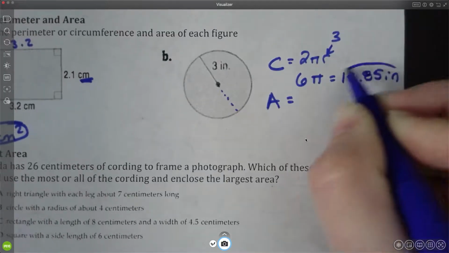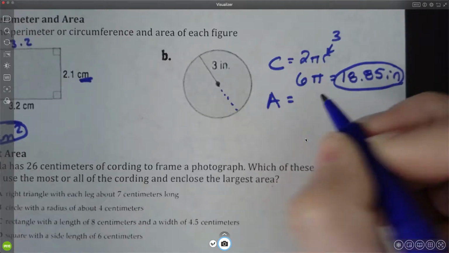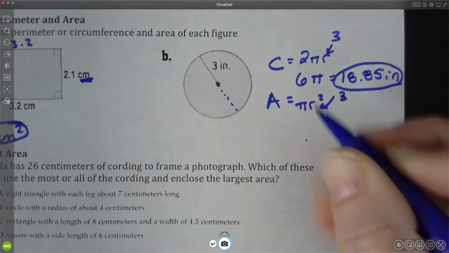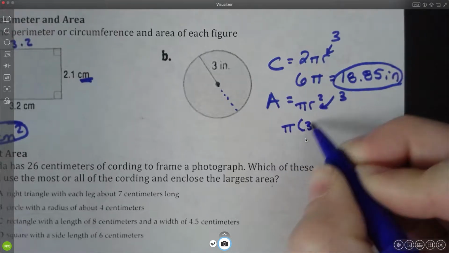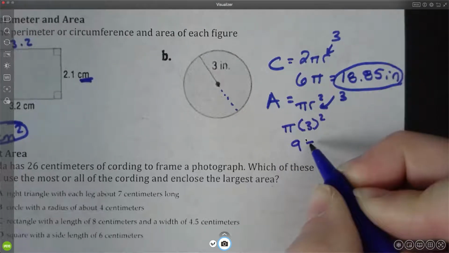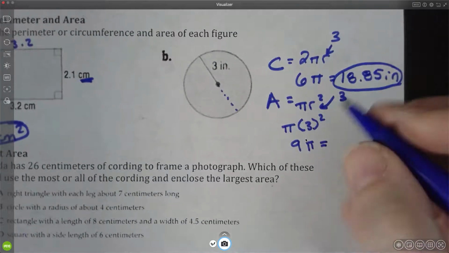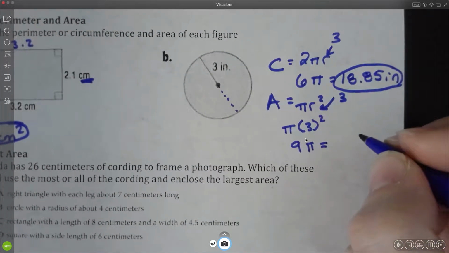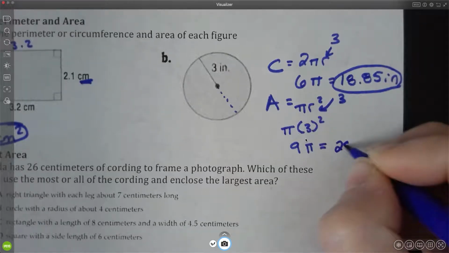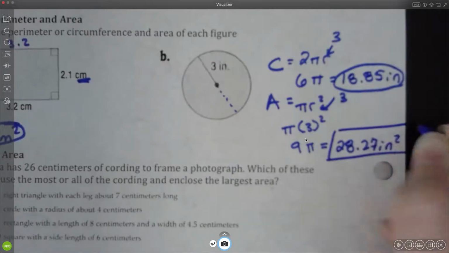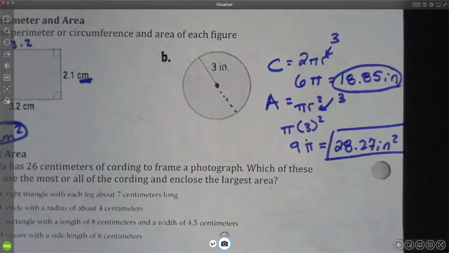Okay, that's circumference. All right, and then area, we do pi times the radius squared. Again, my radius is still 3. So I do pi times 3 squared, which is 9 pi. 9 pi. And 9 times pi is 28.27 inches squared. Okay? All right, so make sure you're labeling correctly how you're supposed to be.